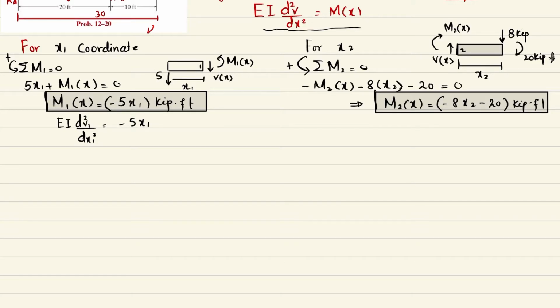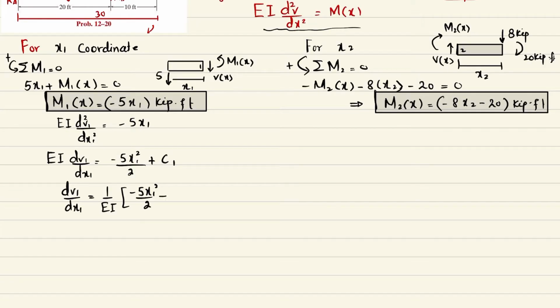So if you integrate it, you will get EI dv1/dx1 = -5x1²/2 + c1. Before going further, if you divide by EI on both sides, you will get dv1/dx1 = (1/EI)(-5x1²/2 + c1). Let this be equation number 1.